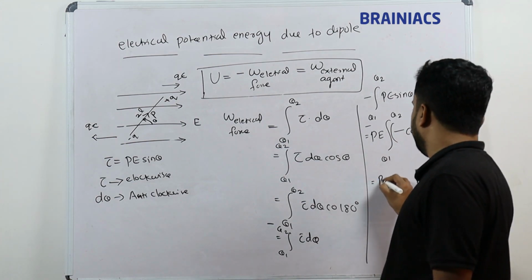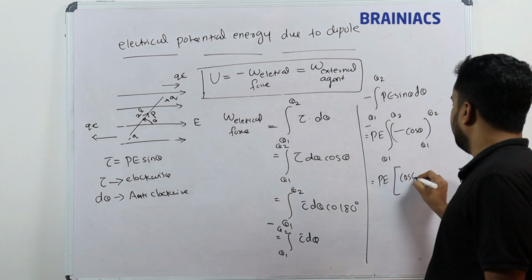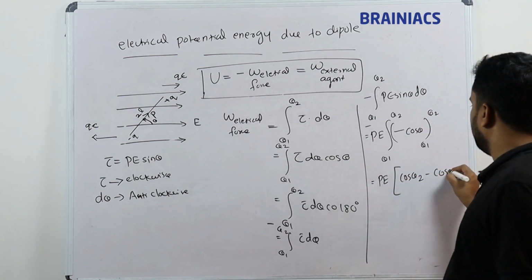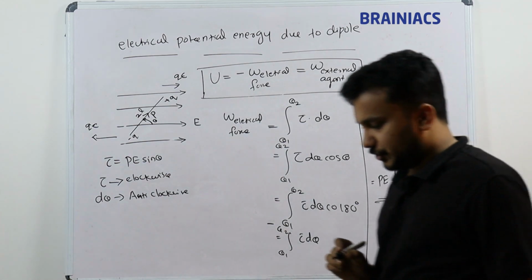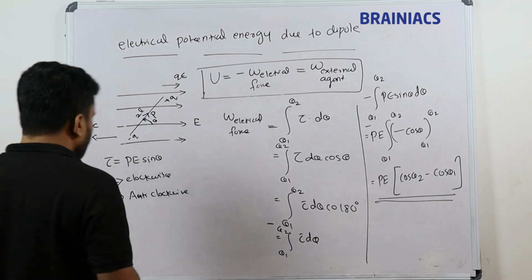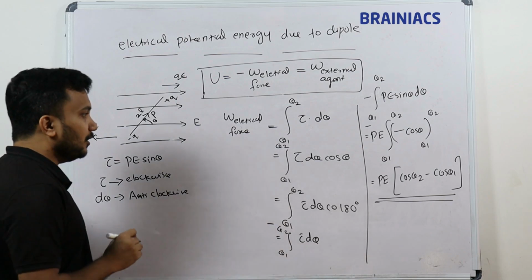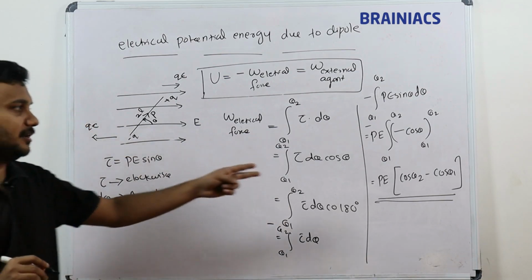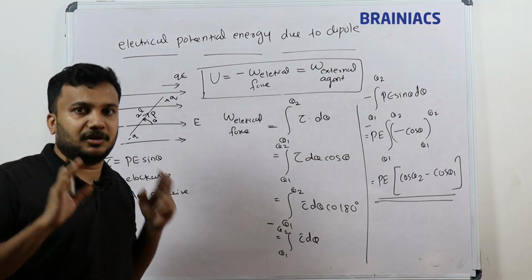So we will get Pe into, applying the upper limit minus lower limit, cos theta 2 minus cos theta 1. This is not the electrical force, this is the work done by the electrical force. So work done by the electrical force is Pe into cos theta 2 minus cos theta 1. So this is what we calculated now.